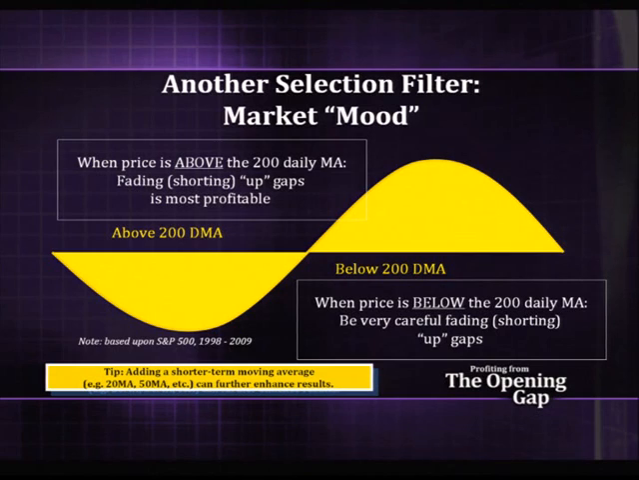So this essentially summarizes what I just said way more succinctly than I did. When price is above a 200-day moving average, you want to be fading or shorting up gaps. When price is below the 200-day moving average, you want to be leaning towards looking at the longs and being very careful with shorting the up gaps.